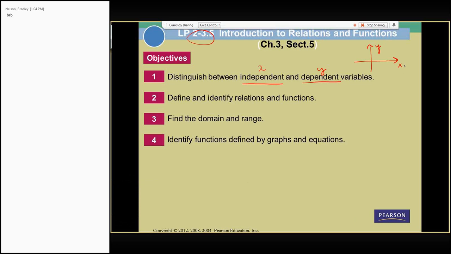Now, we're going to look at some word problems or some other axes where you don't have x and y. Maybe it's t and c. Okay? So if it's t and c, then the t would be independent and the c would be dependent. Okay, what's a relation? What's a function? Domain and range. The domain are really the x values, and range are the y values. And I will write that again when we go over it. Okay, and then we'll look at graphs.